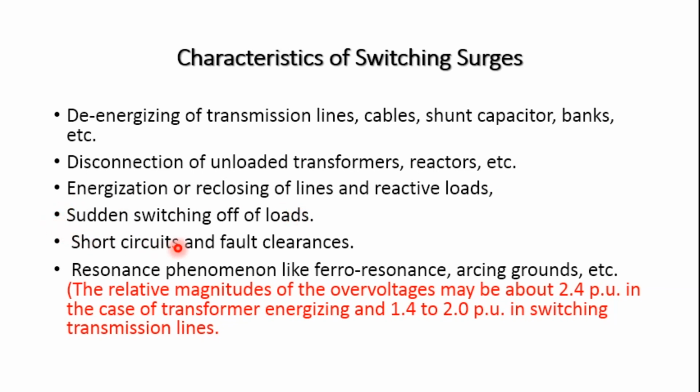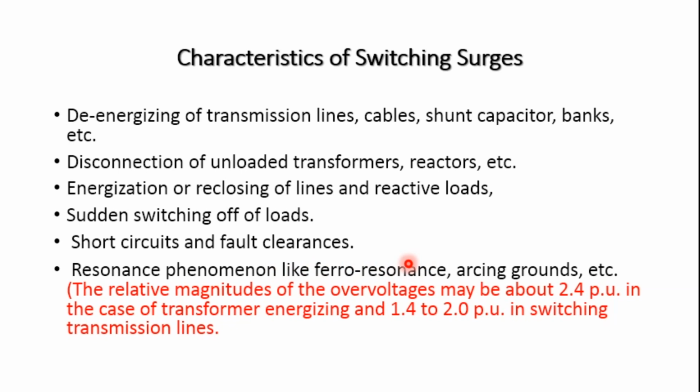And we have short circuit and fault clearance, like line to ground, double line to ground, and what the procedure of that is. And then we have resonance phenomena like ferro resonance and arcing grounds. Ferro resonance is when we insert some capacitance in the distribution system. So these are the superimposed oscillations which act with respect to the power frequency of the system. Then how does this effect act on the shaft of the generator? So these are the things we are going to discuss.